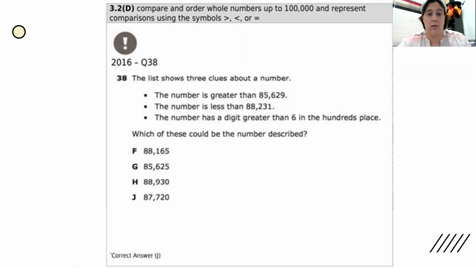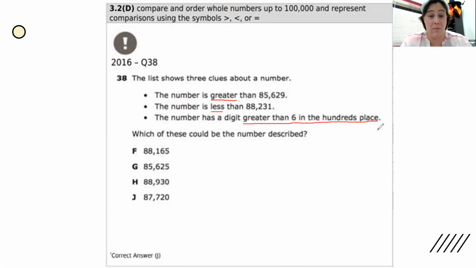85,629. Okay, so I'm going to use this because it's going to be greater. The number is going to be greater than this. Second, the number is less than 88,231. Interesting. Less than this number. So it's in between these 2 numbers here. But wait, there's one more clue. The number has a digit greater than 6 in the hundreds place value. Ooh, interesting. Greater than 6 in the hundreds place.